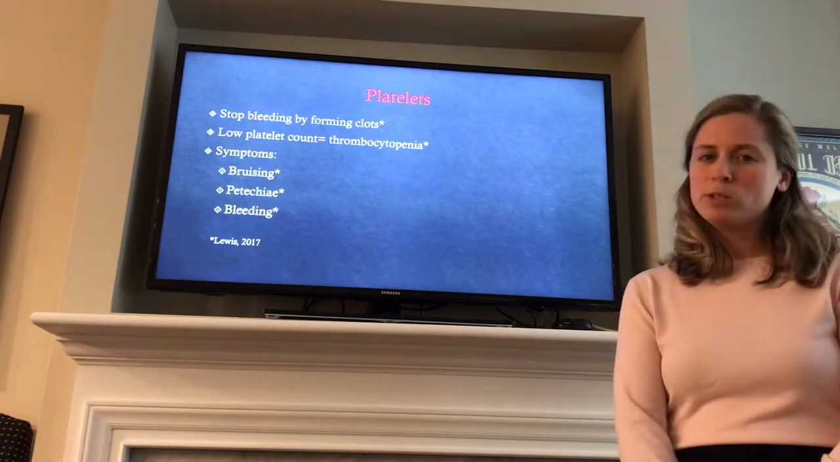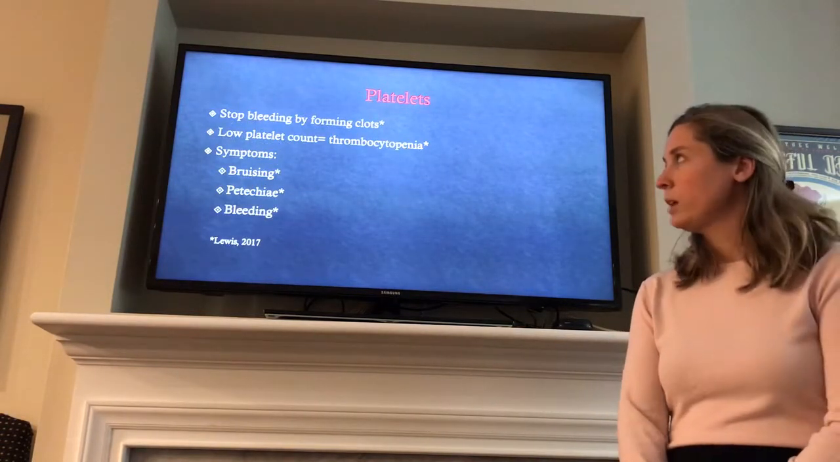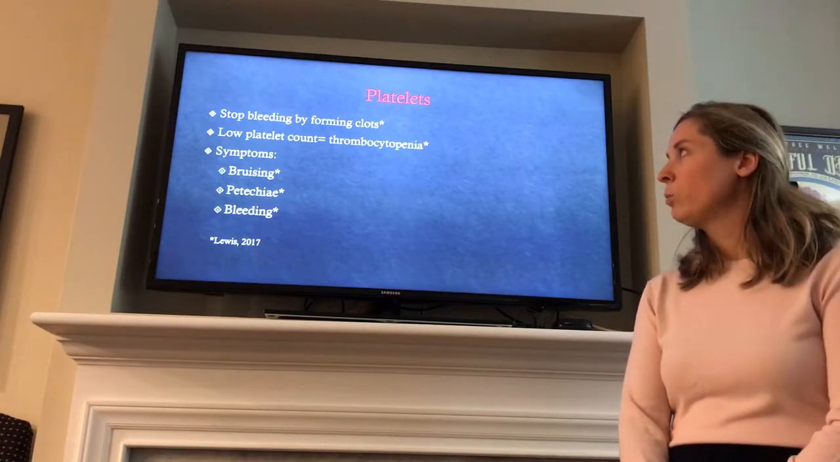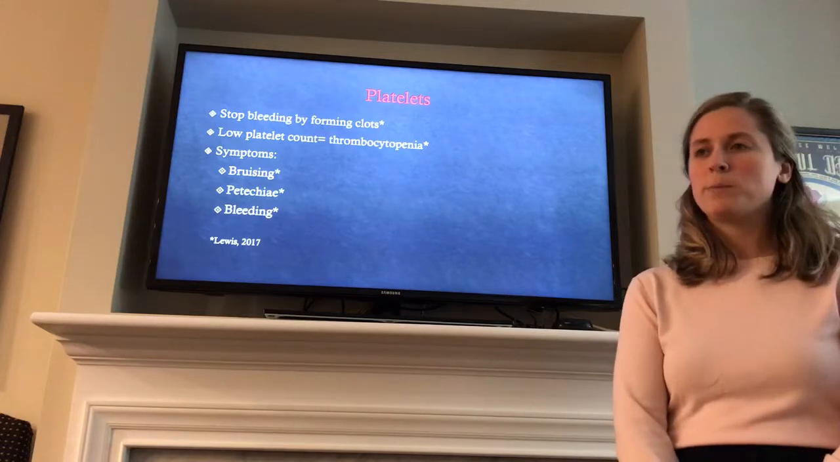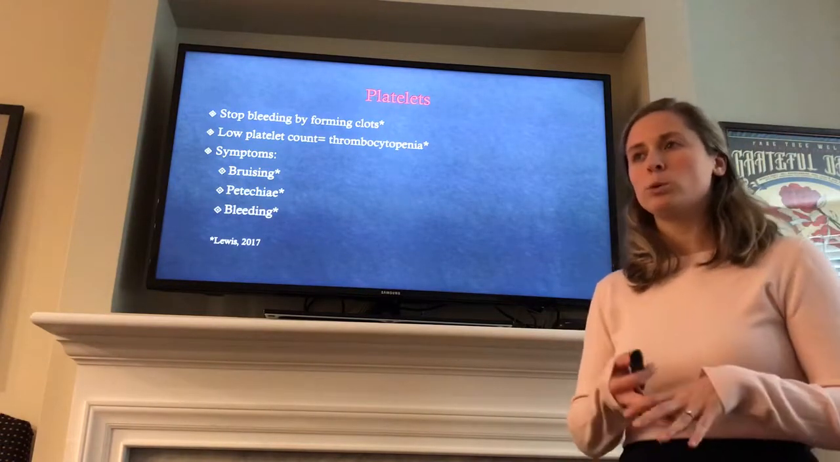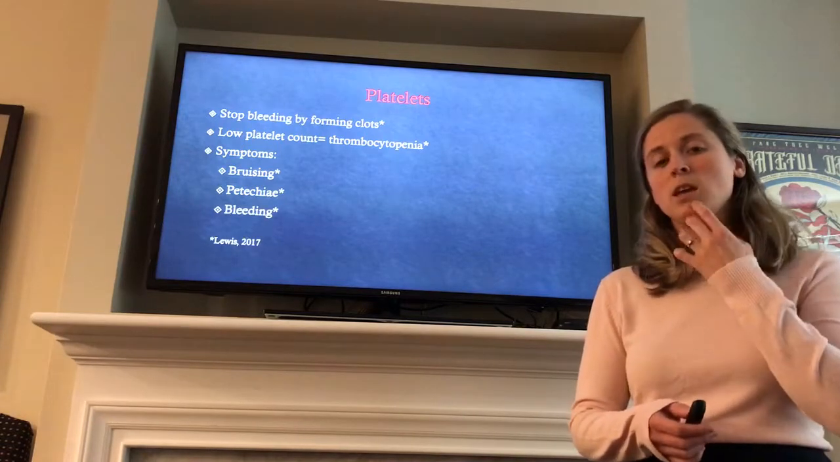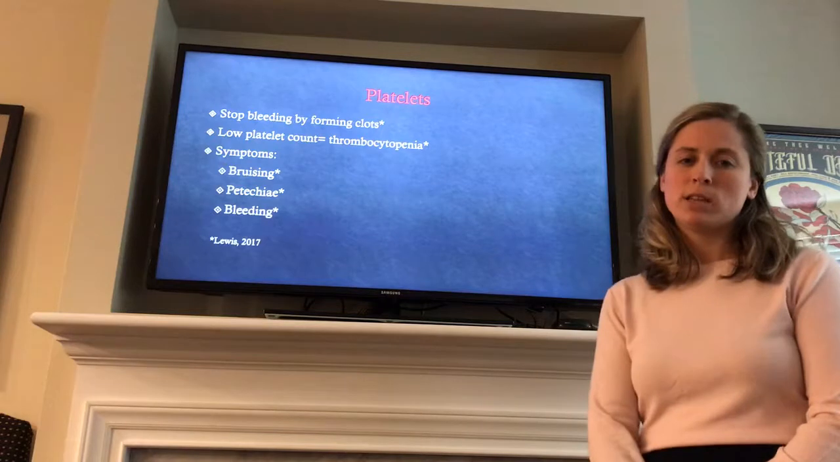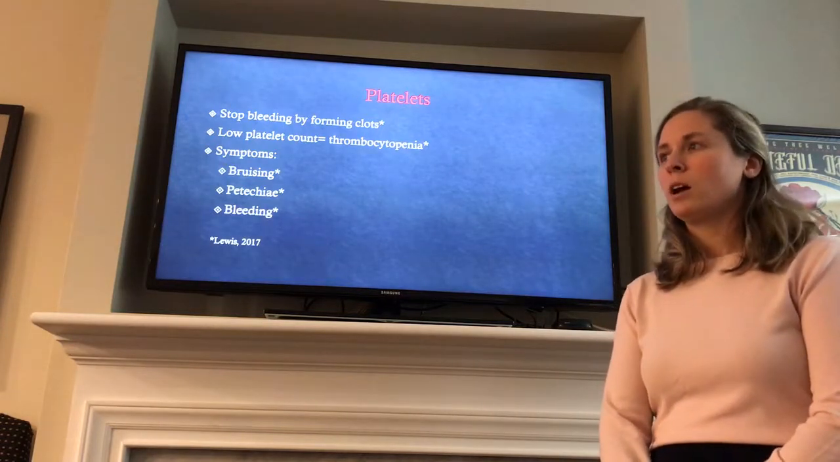The next type of blood cell we'll talk about are platelets. So platelets stop bleeding by forming clots, and a low platelet count is called thrombocytopenia. So symptoms of this: bleeding, bruising, or even little dots on the skin that are called petechiae. They may be purplish in color. They can indicate to us that a patient's platelets are low.